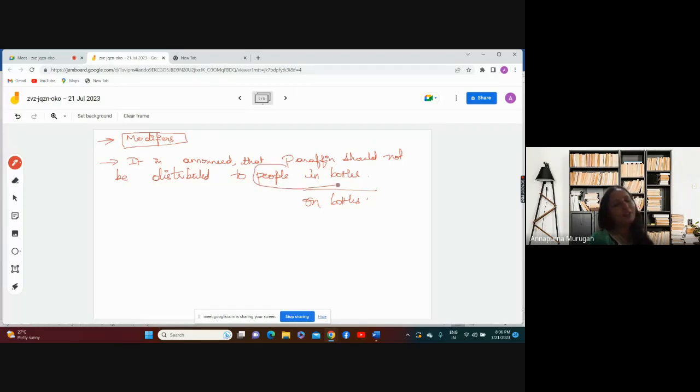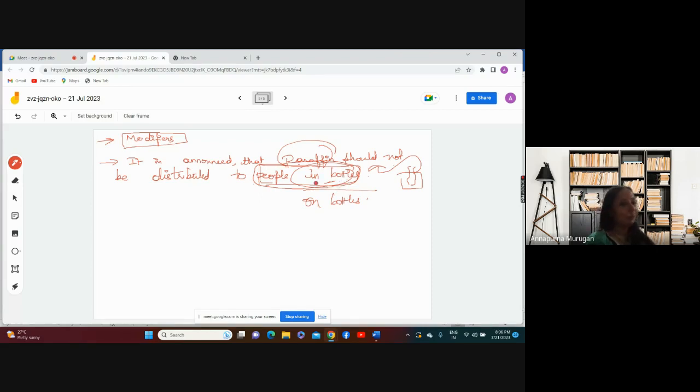Whether we should not distribute the paraffin to people in bottles, that means in bottles, if people are there, for them we should not give paraffin. Isn't it funny also? Actually paraffin should not be given in bottles. Okay, their instruction is what? Paraffin in bottles should not be given. It's not people in bottles.